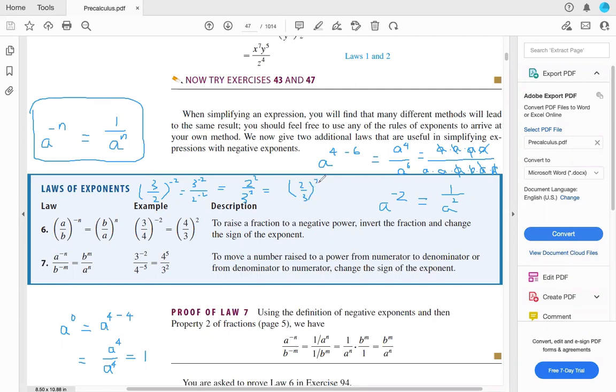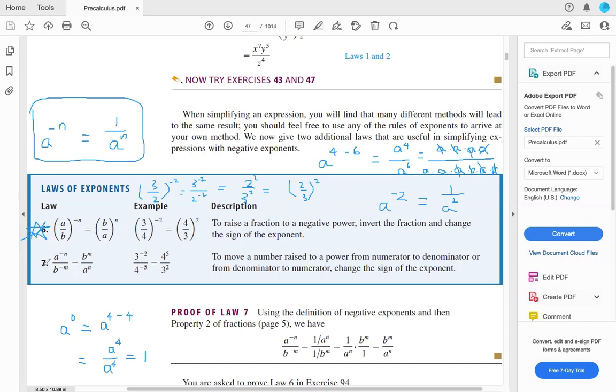So you see that, right? The fraction flips in this case, and the exponent becomes positive for this one. This one is really a complicated concept, but you need to know this one for sure.